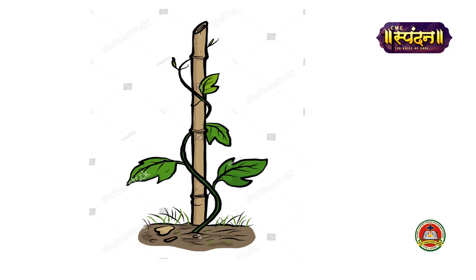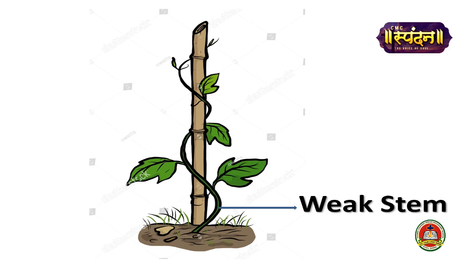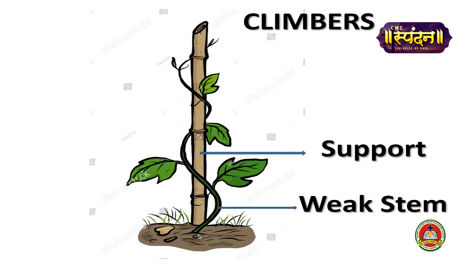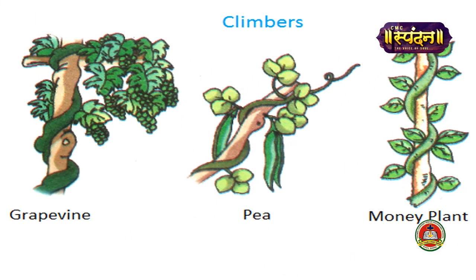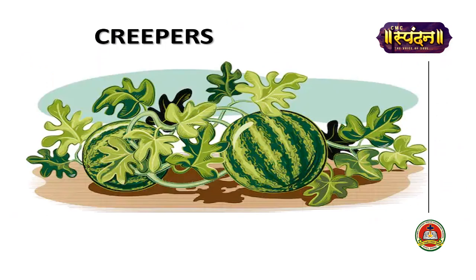Some plants have a very thin, long, and weak stem which cannot stand straight. But they can use support like sticks and poles to grow upwards. These are called climbers. Few examples of climbers are grapevine, pea plant, and money plant.